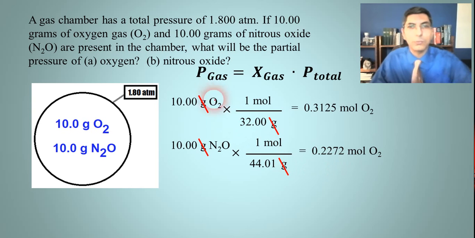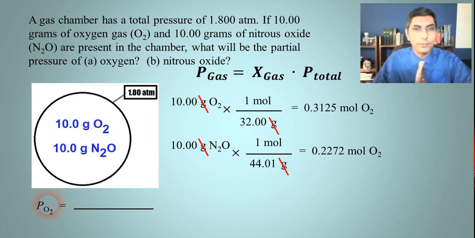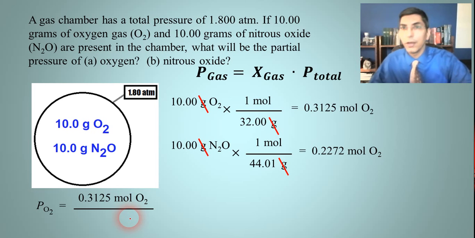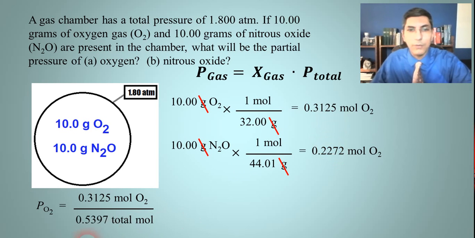So let's do oxygen first once again. The partial pressure of oxygen, to find the mole fraction, it's the 0.3125 moles that we got divided by the total moles. So how many total moles do we have here? Well, we have to add these two mole numbers together, and it looks to be about 0.5397 moles when you add them. And then, of course, we have to multiply the mole fraction by the total pressure. And the total pressure is 1.8 atmospheres. So we do that, and we find that the partial pressure of oxygen is 1.042 atmospheres when we key that into our calculator.